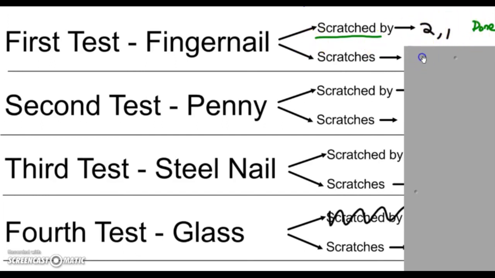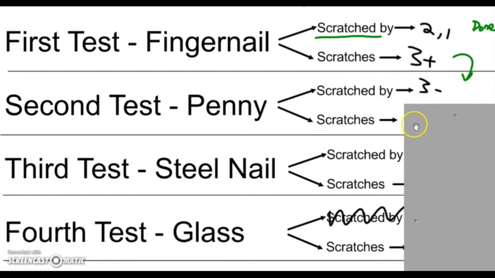If it scratches your fingernail, that means it's 3 or more, and you need to do more tests. So you're gonna move on down here. The second test, grab a penny. If it can be scratched by a penny, that means it's a 3 or less. If it scratches a penny, that means it's a 4 or higher.